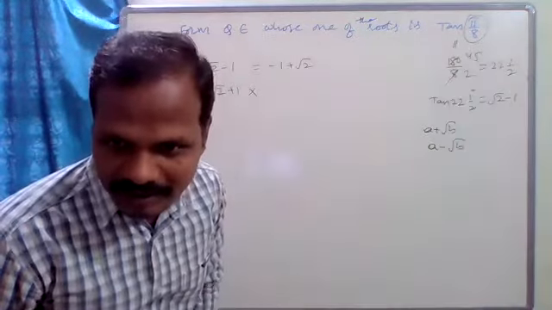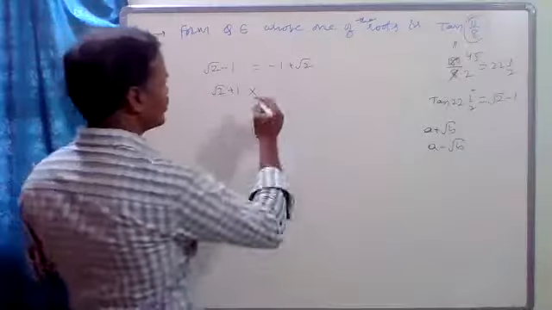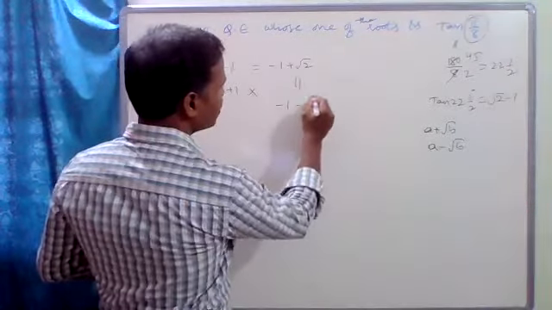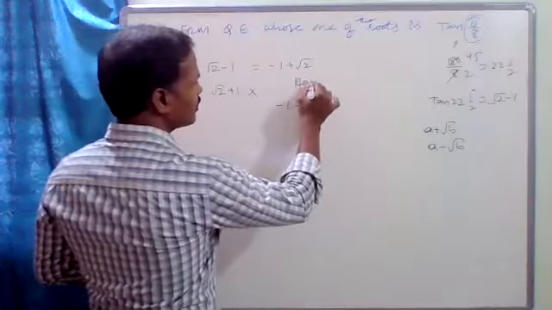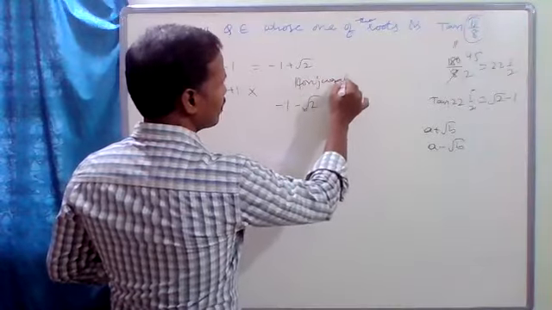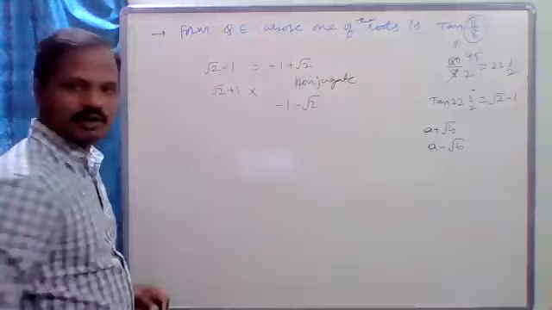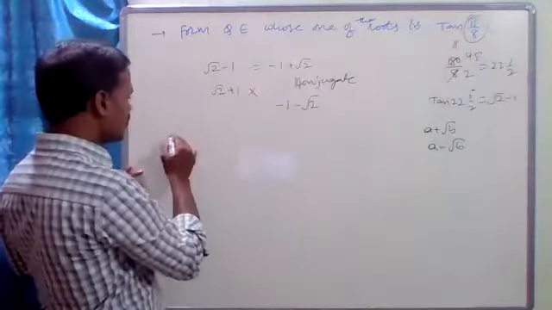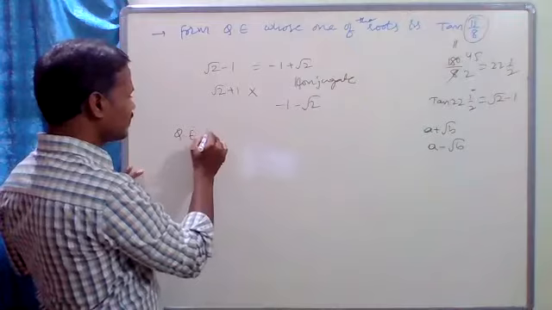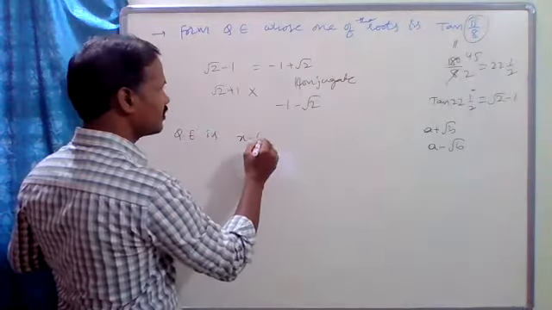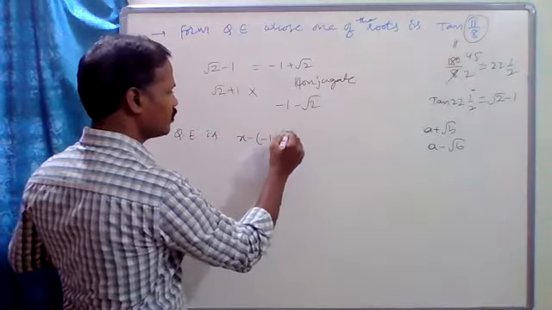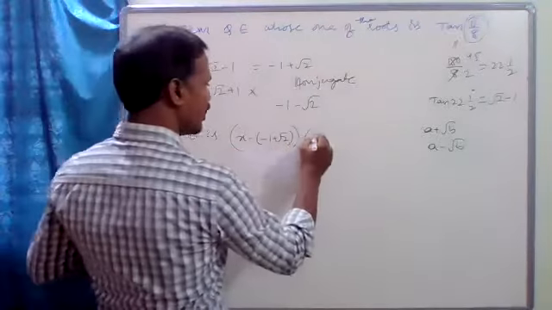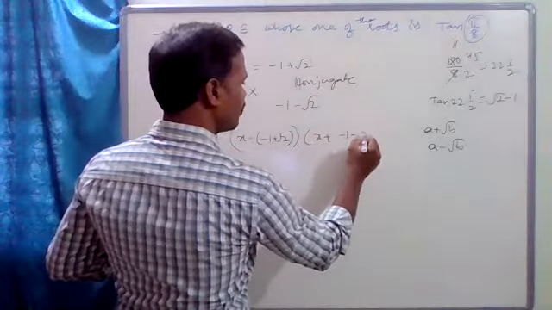So the conjugate of this one is minus 1 minus root 2. Okay, so now we have two roots. Then what is the quadratic equation? The quadratic equation is x minus (minus 1 plus root 2) into x plus (minus 1 minus root 2).